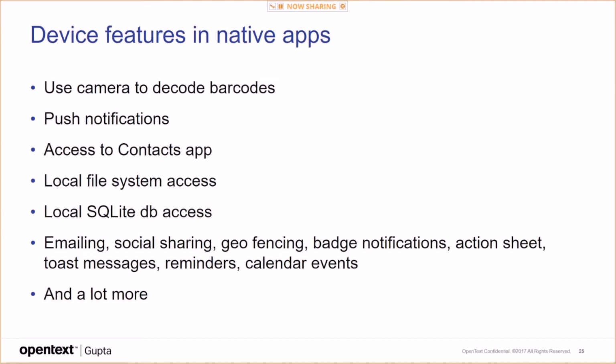You can do emailing, social sharing, geofencing, batch notifications. Batch notifications is like on the email app, that little red circle with a number in it. Action sheets are kind of little menus that come up from the bottom. Toast messages are little notifications that show up for a few seconds. Reminders, calendar events, and a lot more. On Apple devices, you can also use the Touch ID authentication.